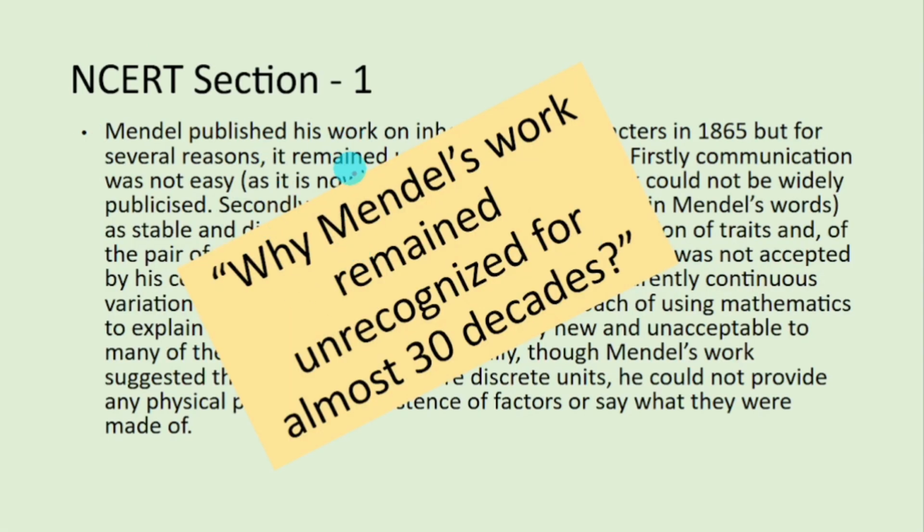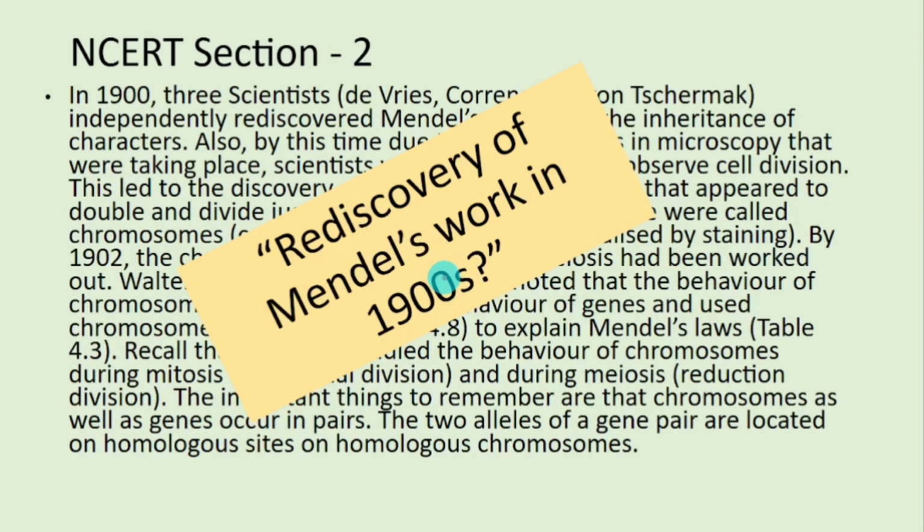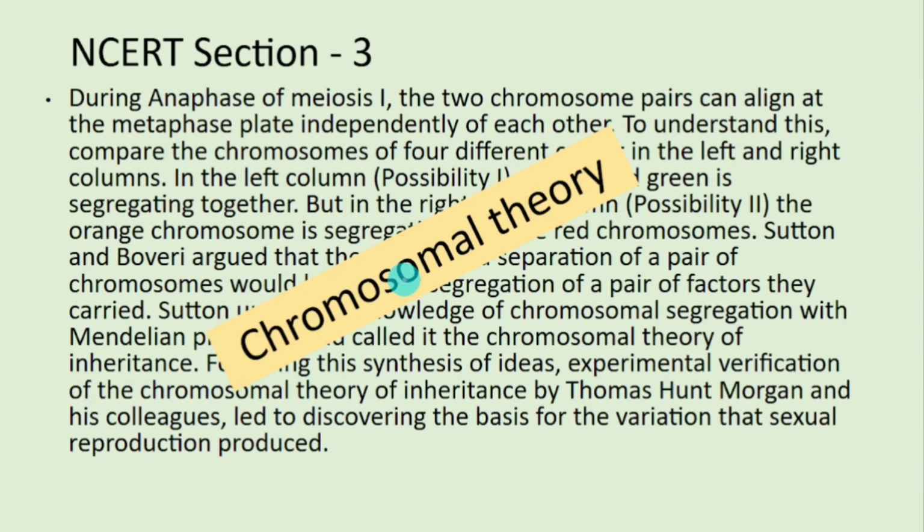So there are three sections. The first section, we will understand why Mendel's work remained unrecognized. In the second section, we will understand the rediscovery of Mendel's work. And finally, in the third section, we will understand chromosomal theory of inheritance.